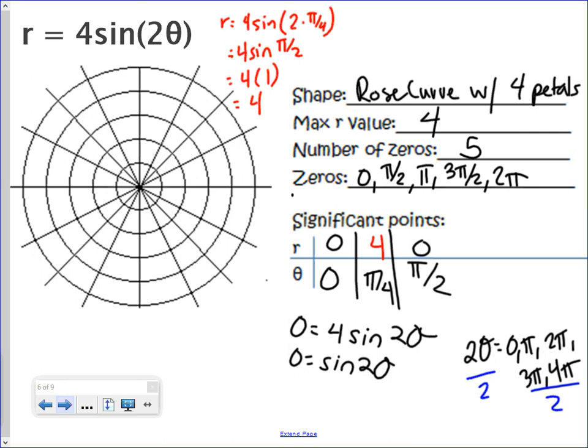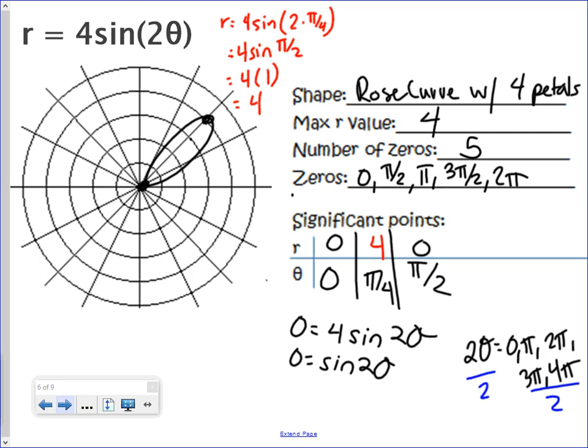And now give me my first petal for my graph. Starting at the pole, go out 4 on pi over 4, and then I would come back to the pole. So I can draw the petal. You know, in my mind, I'm thinking this is a rose curve, not a circle, so I'm not going to draw a circle. I'm going to draw a petal. So you're also thinking about the shape.